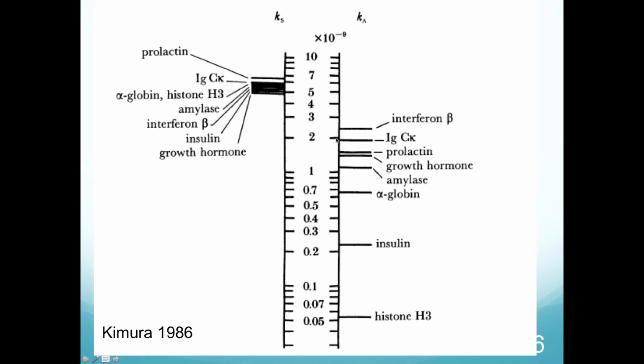And this is a figure from one of Kimura's papers that shows that the synonymous mutation rate is much higher on an exponential scale than the non-synonymous substitution rate for genes that actually code for something.